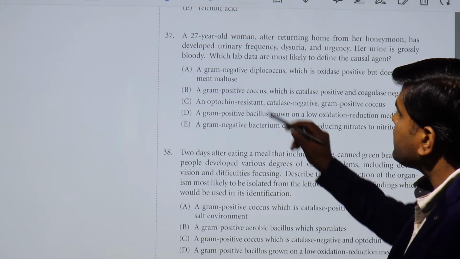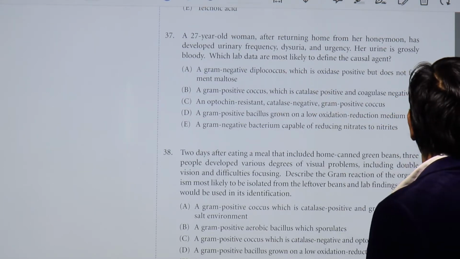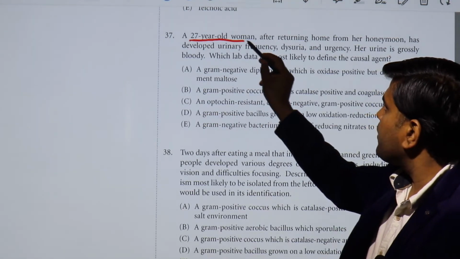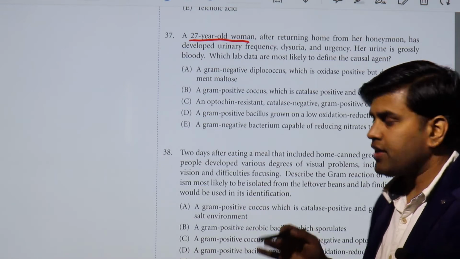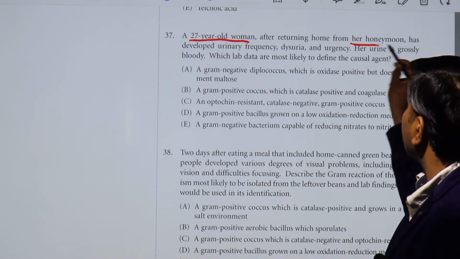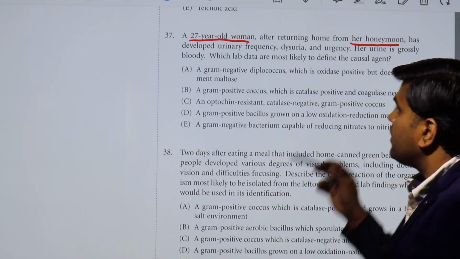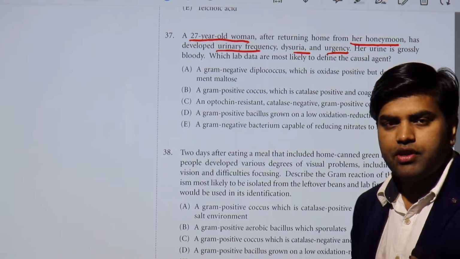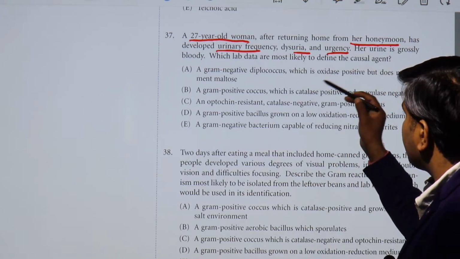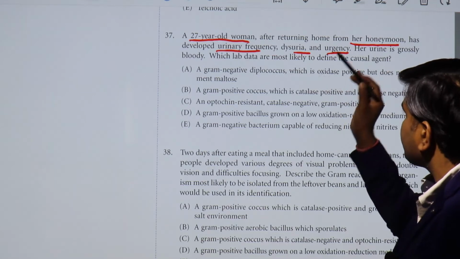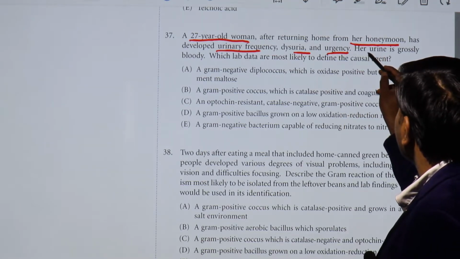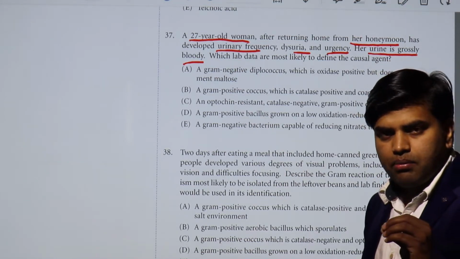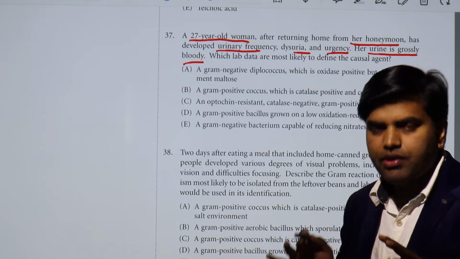They are talking about a 27-year-old woman. So this is the young woman, a sexually active female, returning home from her honeymoon. Obviously, she has had sexual activity, and develops urinary frequency, dysuria and urgency. So this is definitely a urinary tract infection during her honeymoon trip. Her urine is cloudy and bloody, which points a little bit towards a severe infection.